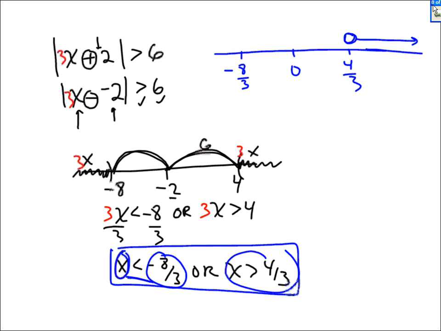Now, as long as x comes first, the arrow tells you which way to go. If x is second, the arrow points to the left. If x was first, the arrow points to the right. I went to the right. There's a number line solution.